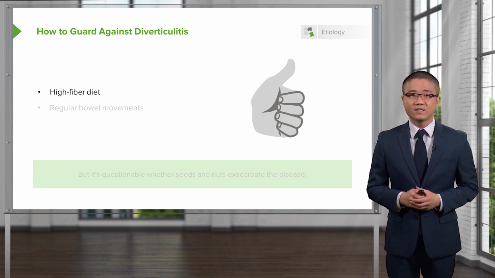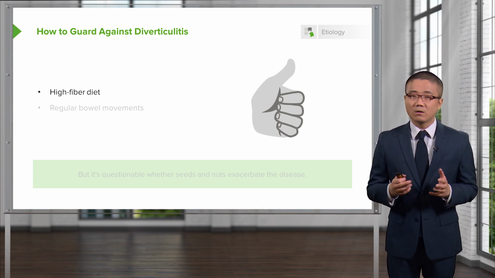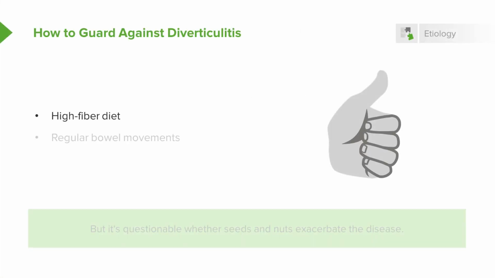How do we guard against diverticulitis? We don't really know. Based on some evidence that low-fiber diets and left-sided predominance suggest that there is a high intraluminal pressure related to diverticulosis and subsequent diverticulitis, generally we recommend a high-fiber diet and keeping our bowel movements regular and softly formed. But it's questionable if seeds and nuts exacerbate the disease. Traditional teaching has always been avoid corn, popcorn, things that may, quote-unquote, get stuck in one of the diverticula. But no scientific evidence has ever proven that to be the case.